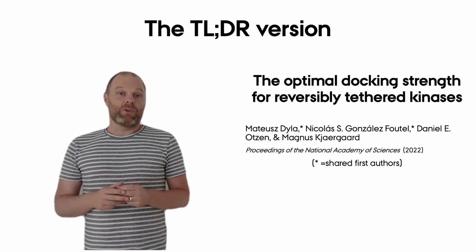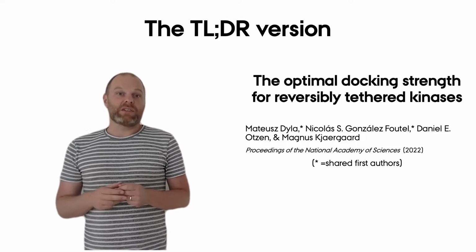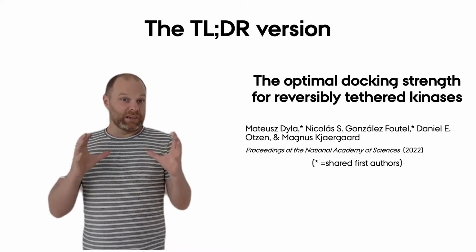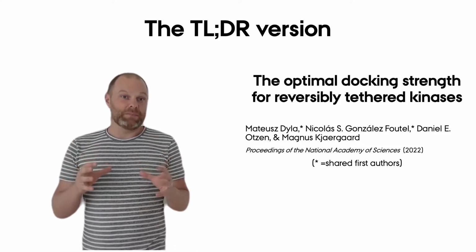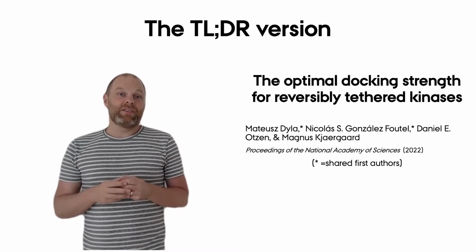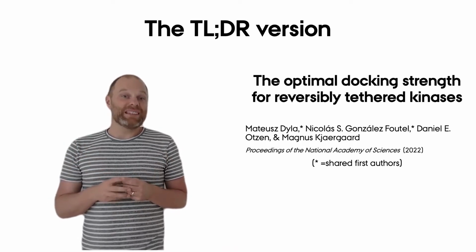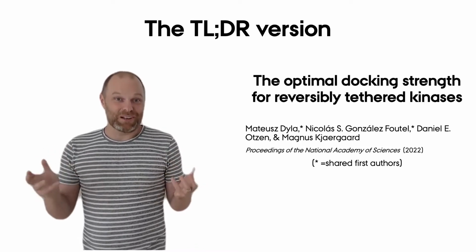Many enzymes recognize their substrates through docking interactions. These docking interactions are often separate from the catalytic domain and are thus structurally independent of the enzyme mechanism, thus modular. It has long been believed that such docking interactions should ideally be of intermediate strength. But what does intermediate strength mean?